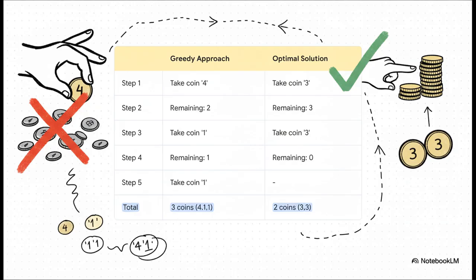If we're being greedy, we see the amount is 6. The biggest coin we can grab is the 4. Great, now we have 2 left. The biggest coin that fits is a 1. Okay, grab that. Now we have 1 left. Grab another 1. That gives us a total of 3 coins, a 4, a 1, and another 1. But, hang on, look at the optimal solution. What if we had just taken two 3s? 2 coins is obviously better than 3. Our simple, intuitive, greedy method completely failed us.